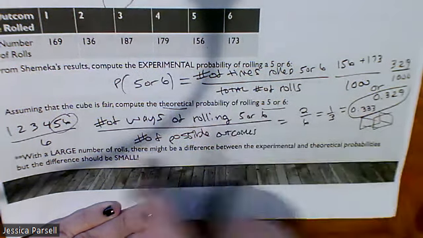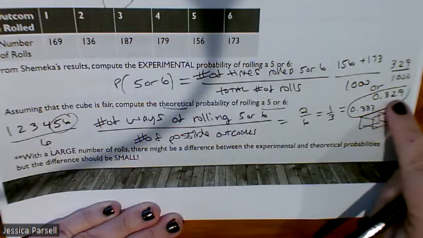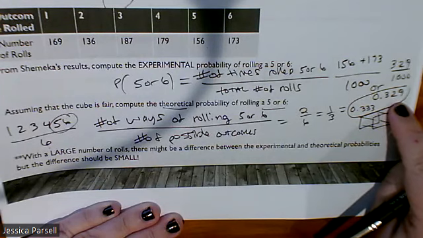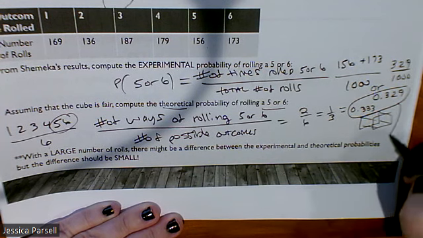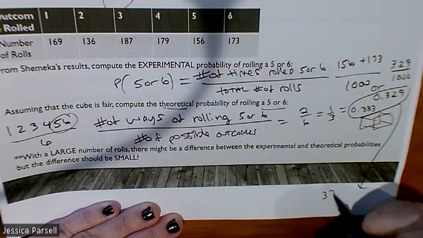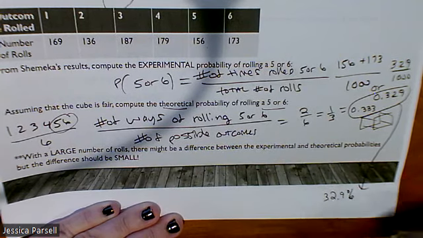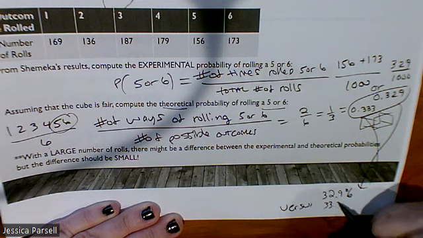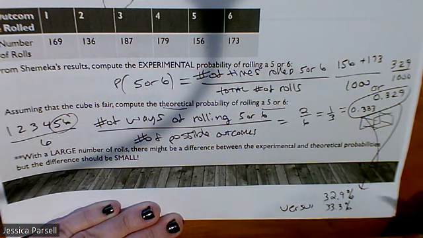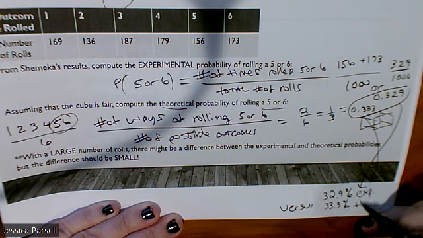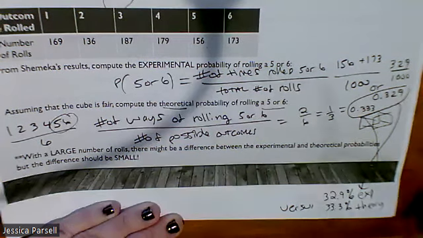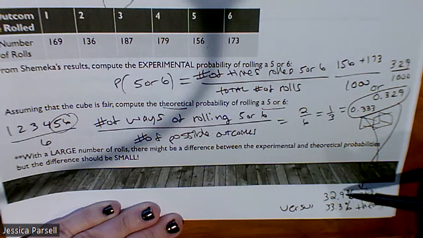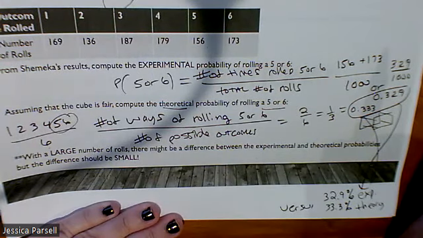So Shamika ran an experiment and got roughly 0.329, or 33%, we'll say. Let's just change that to a percent, since I like percents better than decimals. So 32.9% versus, let's change this one to 33.3%. So this was an experiment that Shamika ran, and this is what we know should happen in theory. And look how close they were. They were off by just a little bit. They're both essentially 33%. And Shamika rolled that number cube 1,000 times.